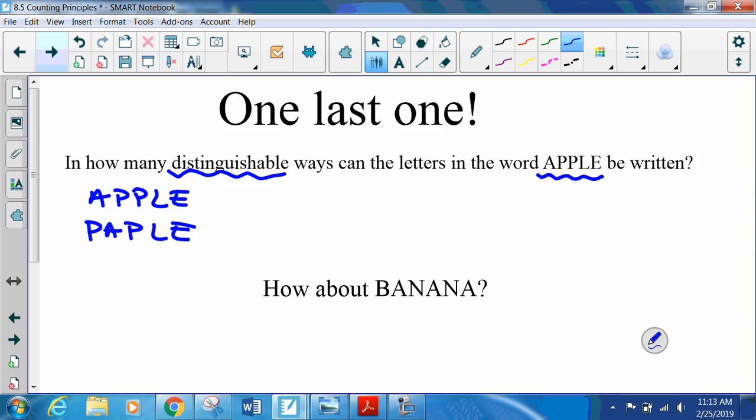So we're not going to use NCR or NPR, we're going to use our little fundamental counting principle, and we're going to write out 1, 2, 3, 4, 5. And we're going to say, how many ways can I choose the first letter? Well, there are 5 letters, so I've got 5 ways to choose the first letter. Once I choose the first letter, that's gone. I only have 4 ways to choose the second letter, 3 ways, 2 ways, and 1 way.